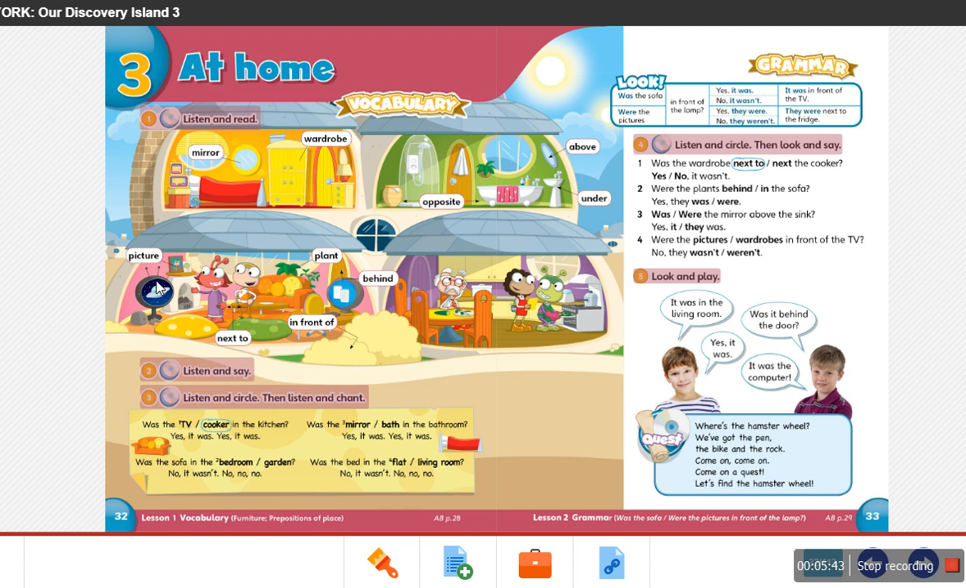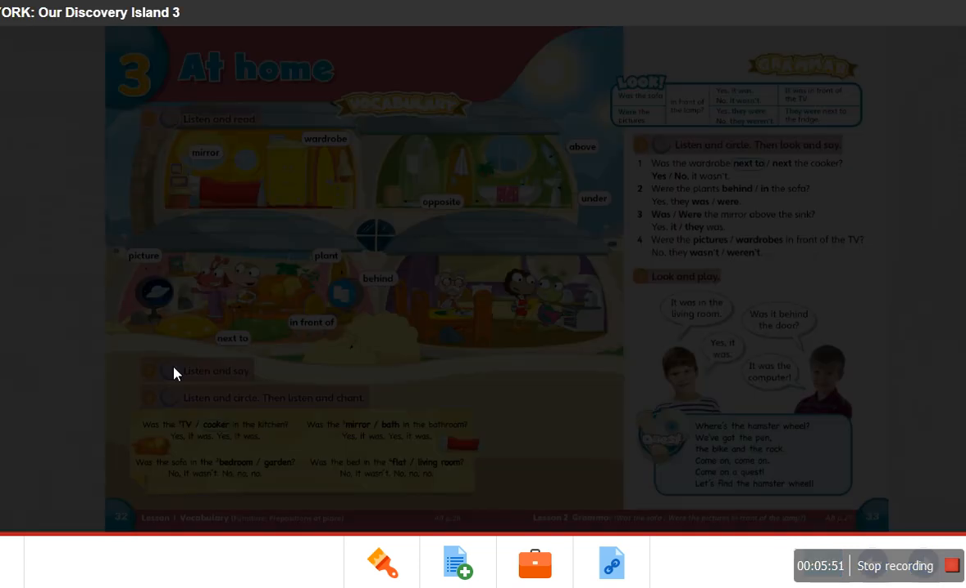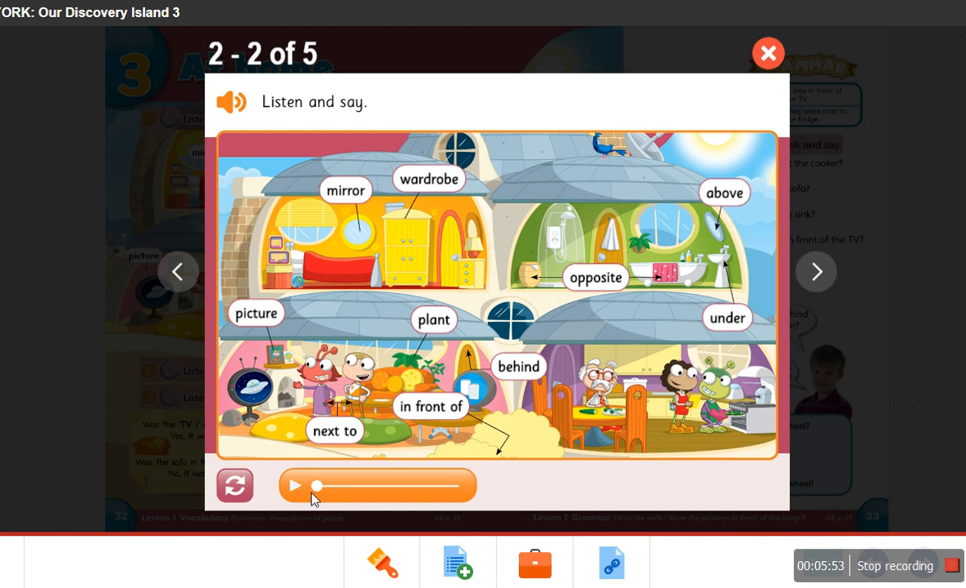Now listen and focus on the words, right? Especially the words that are highlighted, so I want you to listen carefully. Plant, mirror, picture, wardrobe, under, above, behind, in front of, next to, opposite. Okay?